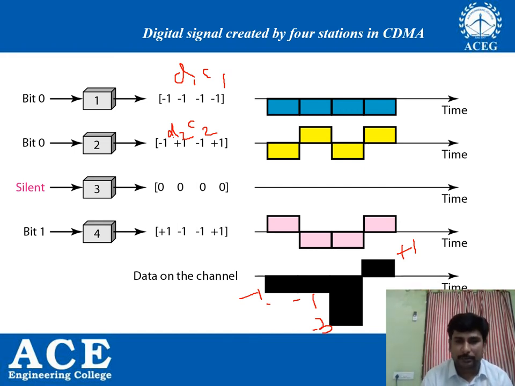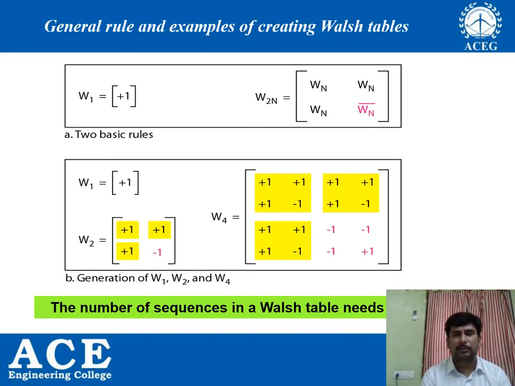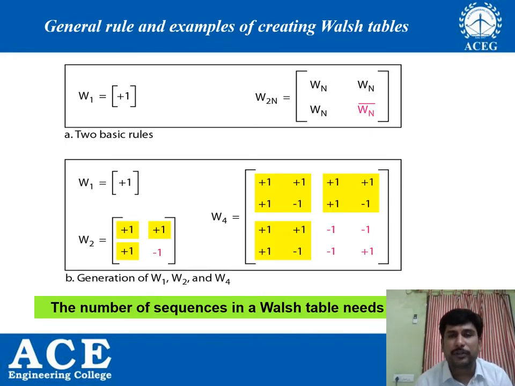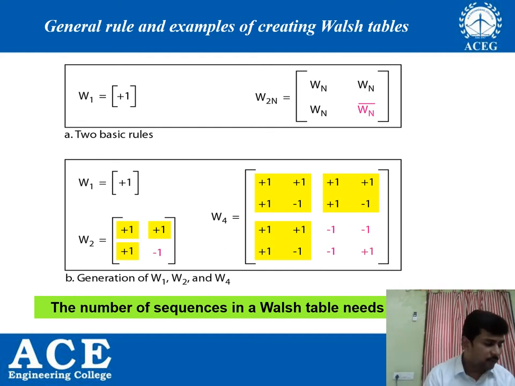I hope this example is clear to explain how exactly CDMA is implemented with the help of representation of data bits in three forms: plus 1, minus 1 and 0. And next, each of the devices is given a unique code. To determine the codes for different CDMA devices, we use Walsh codes.